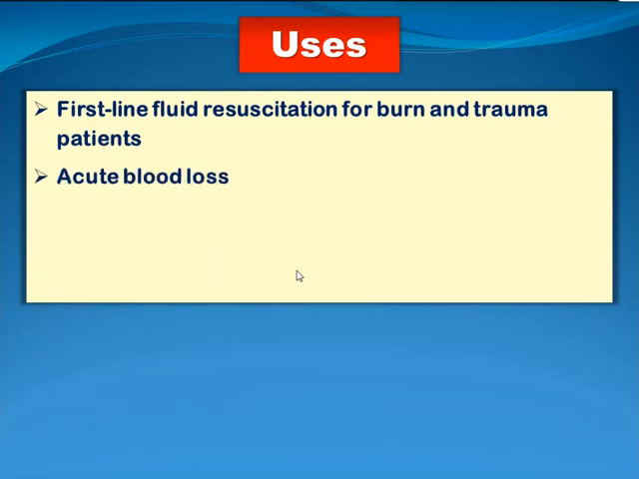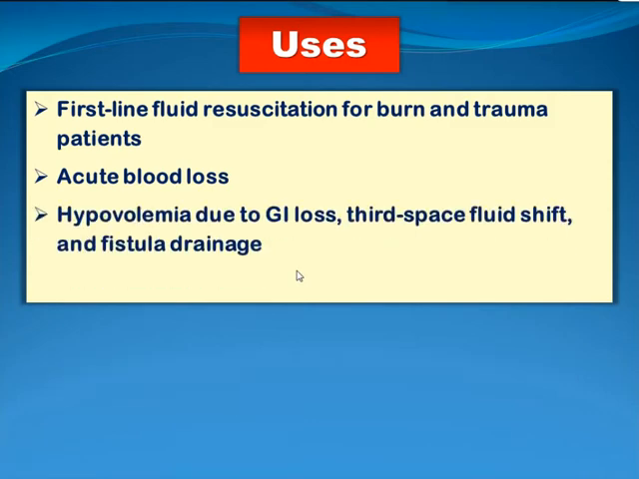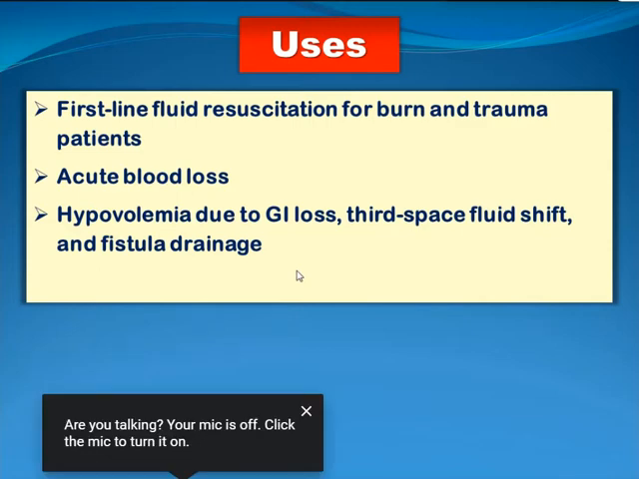Now, the other indication is in acute blood loss. So hypovolemia due to acute blood loss, because as we said, it is the nearest physiologically to the blood or to the plasma, we can give it. Other indication is in hypovolemia, as we said, in GI loss, that means in diarrhea and vomiting, and in third space fluid shift, like what can happen in burn, in ascites, in pleural effusion, in pericardial effusion also. If it's severe, causing hypovolemia, it can be used.